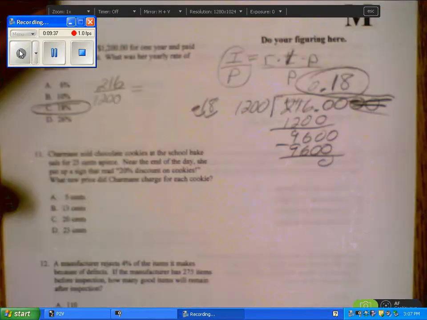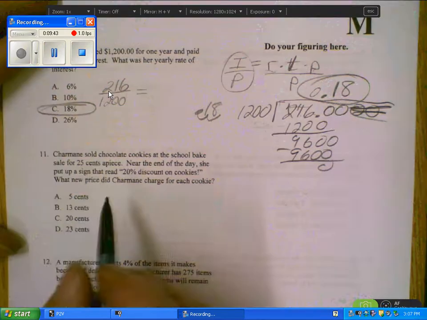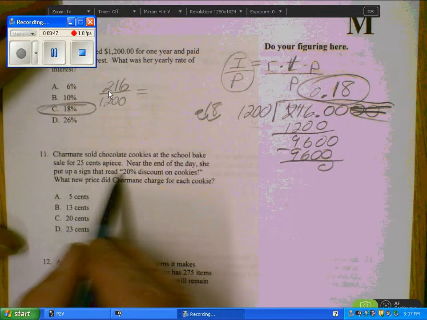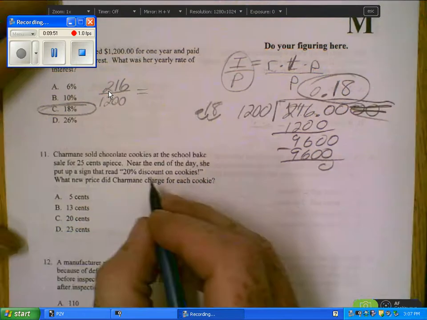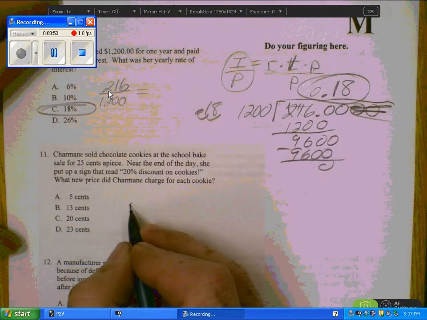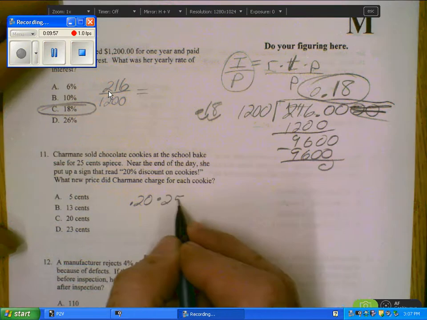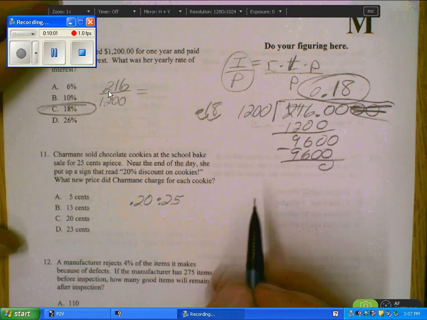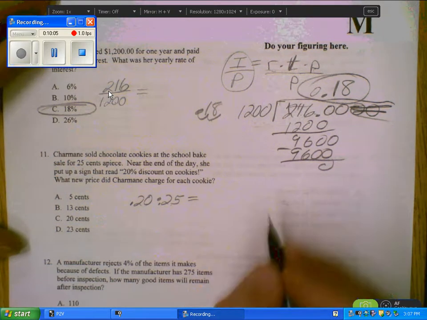So 18%. Charmaine sold chocolate cookies at a school bake sale for 25 cents a piece. Near the end of the day, she put up signs saying 20% discount on cookies. A couple different ways you could do this. You could just take 20% or 0.2 times 0.25, the 25 cents she was charging for each one. This is going to tell you the amount off.